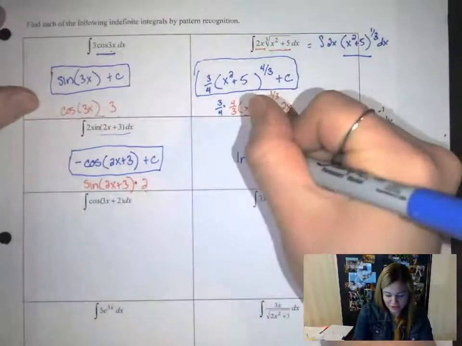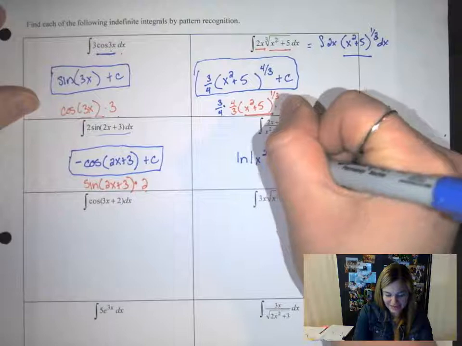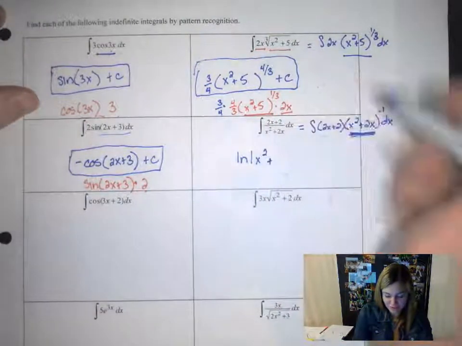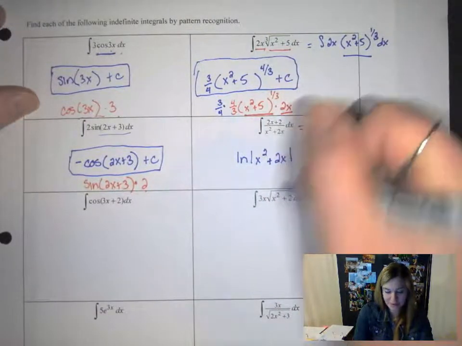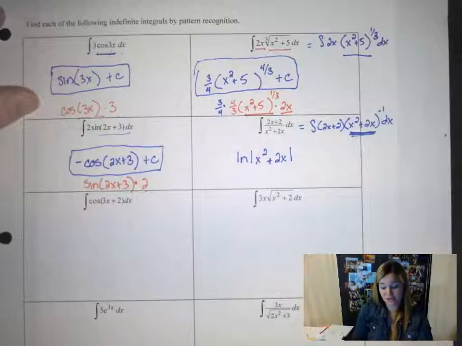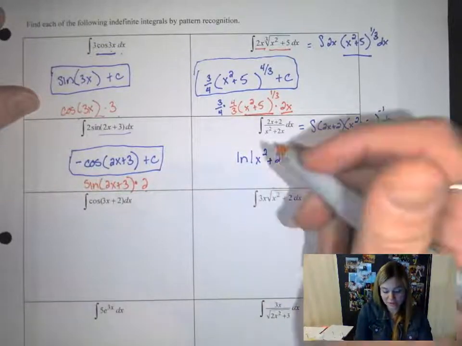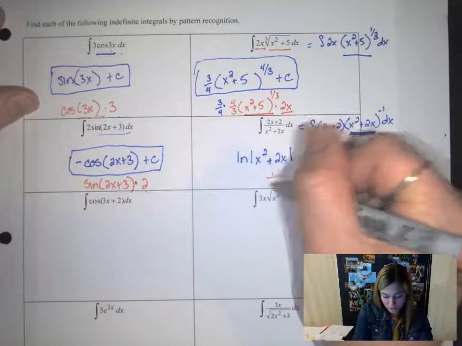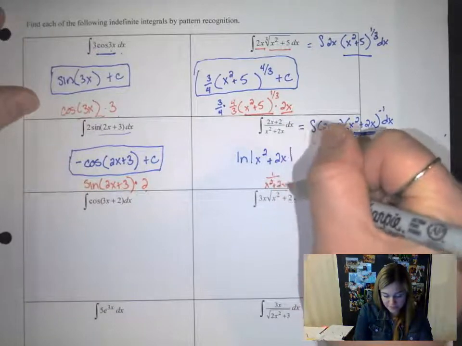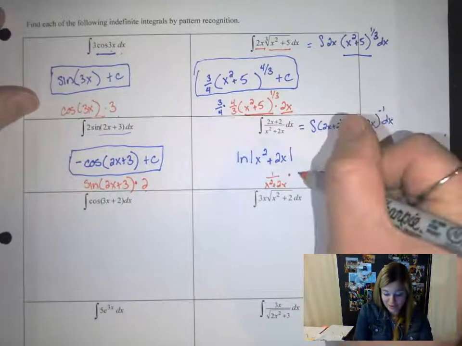And here's where you're going to be like, okay, I'm going to write it exactly like natural log of x squared plus 2x. And then I'm going to check. So now that I'm trying natural log, I'm going to say, well, what's the derivative? 1 over the anything times the derivative of the anything.